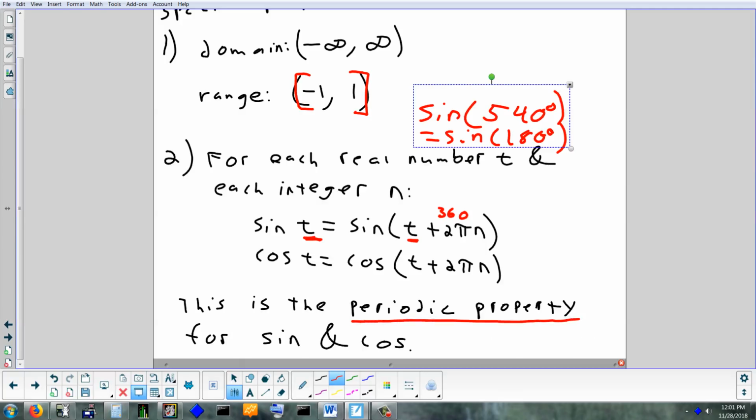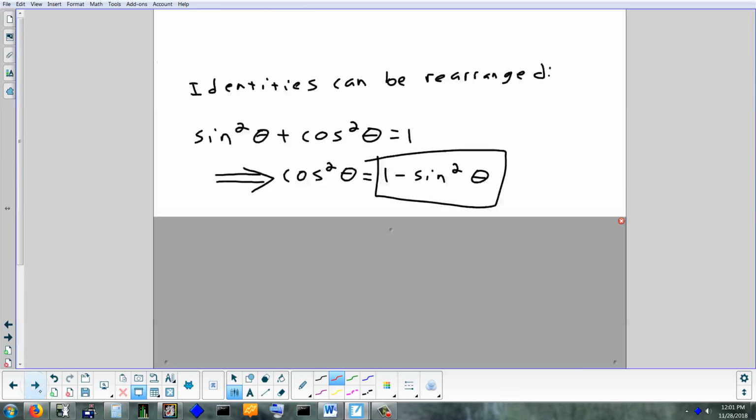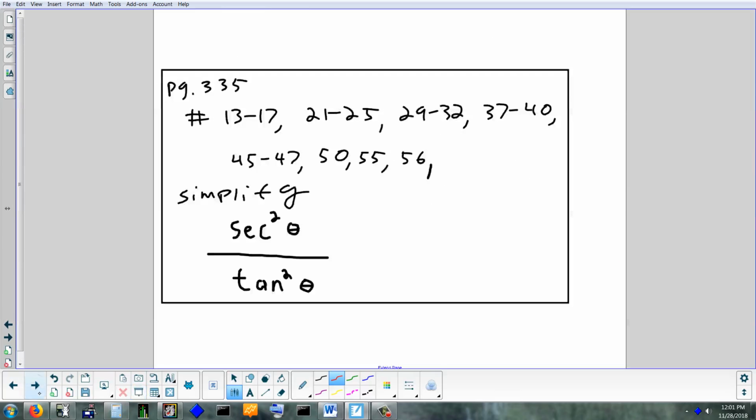And that's called the periodic property of sine and cosine. Okay, so tomorrow we'll look at a couple examples with trig identities. So don't worry about those for tonight.